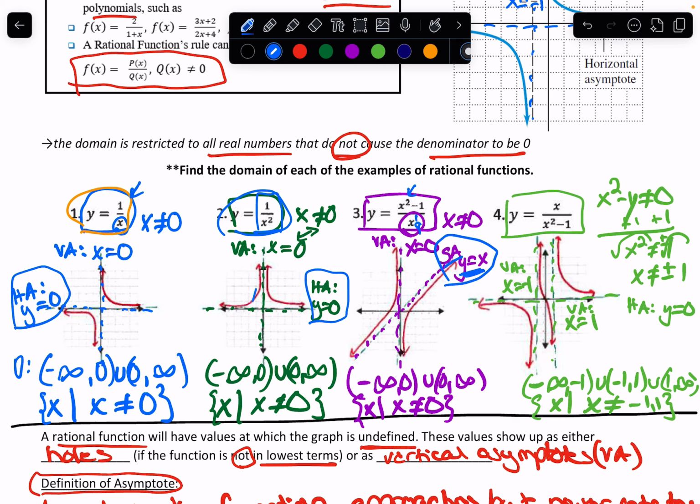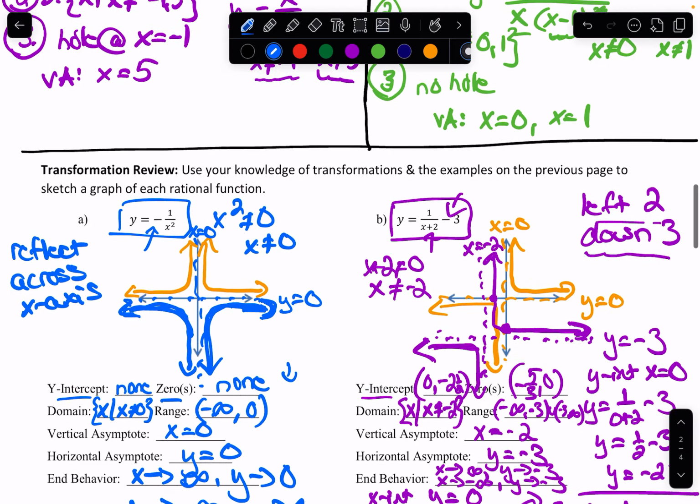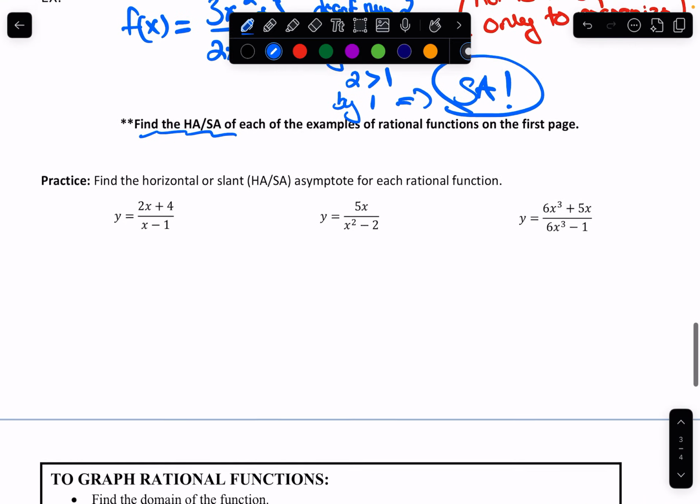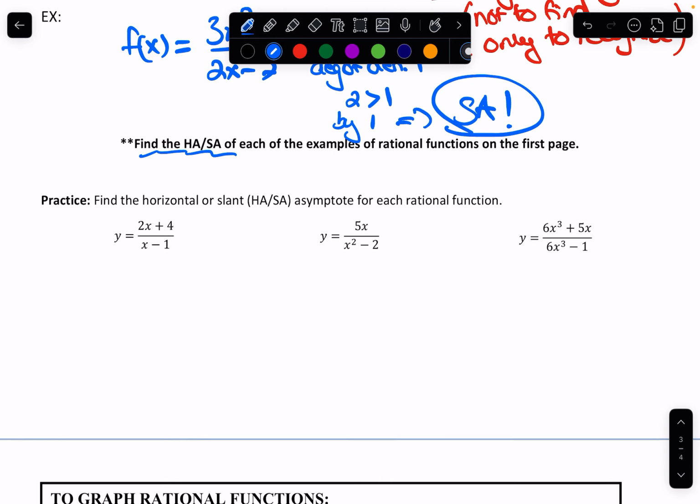Okay, number 4, our degree of the numerator is 1 and degree of the denominator is 2. So that means that our horizontal asymptote is y equals 0. Okay, let's move on here to practice a little bit more.